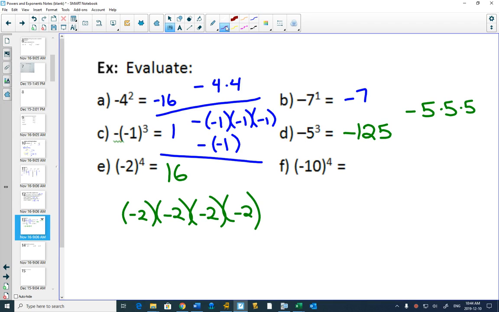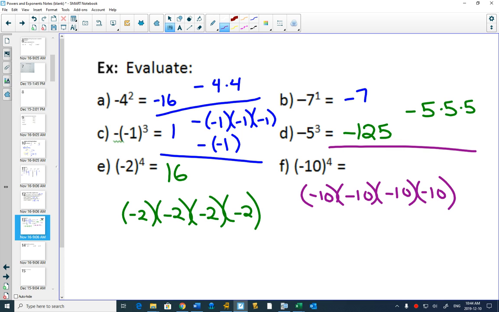And finally, negative 10 to the 4. The negative is inside the brackets, so when you write it in expanded form, it'll be 10,000. Okay, it's going to be positive because you have 4 negatives, even number. 10 times 10 is 100 with 2 zeros. Times 10, add another 0, 3 zeros. Times 10, add another 0. 4 zeros in the end for 10,000.